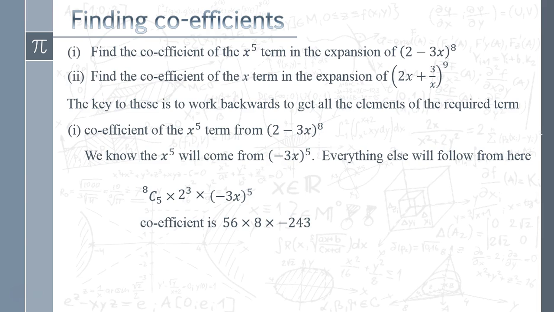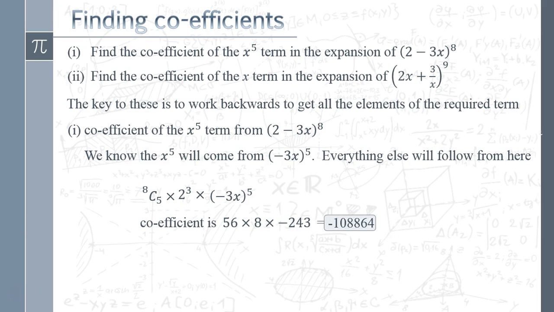So 8C5 is 56, 2 cubed is 8, minus 3 to the power 5 is minus 243. You'll notice that I haven't included x to the power 5 because the question just asked for the coefficient, i.e. just the numbers that go in front of the x to the power 5. I don't need to write down the x to the power 5 itself. All that remains to be done is multiply them together, and there's my value.